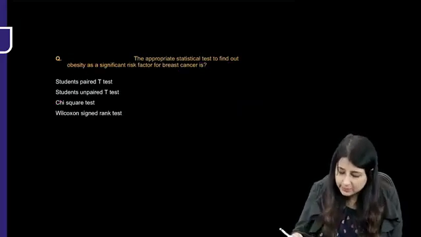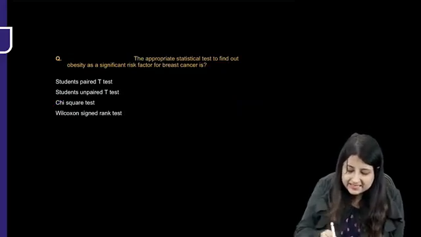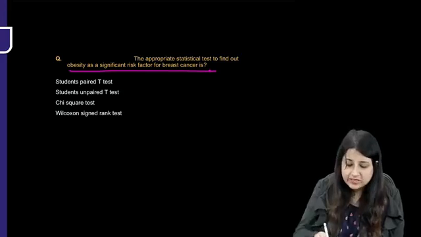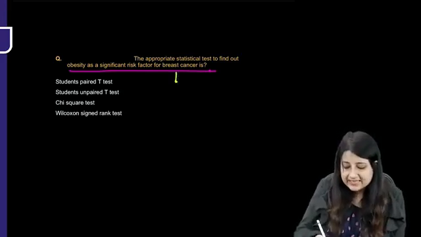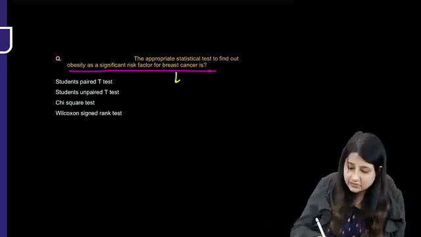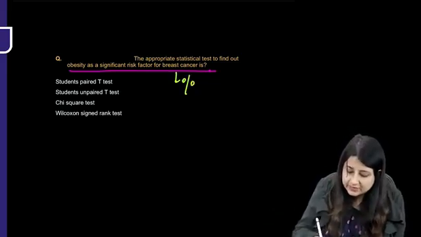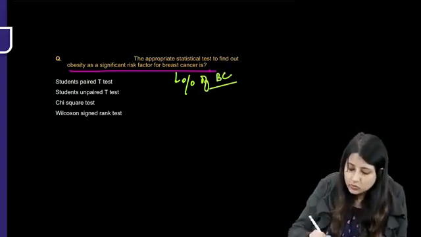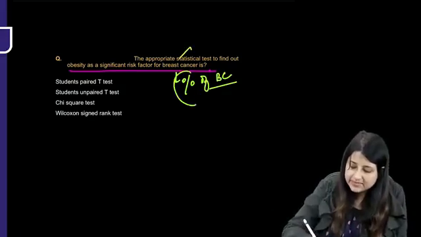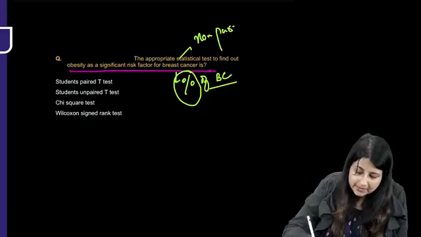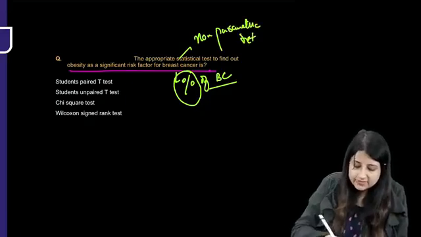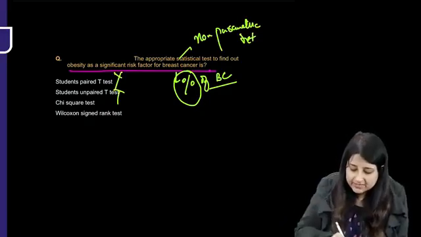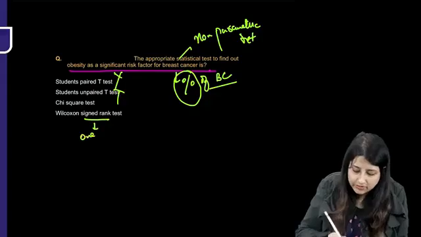Chi-square test, okay? The appropriate statistical test to find out obesity as a significant risk factor for breast cancer. Now over here, what are you comparing? Look at the outcome variable, breast cancer. Can you calculate the mean of breast cancer? No. You can definitely express the percentage of breast cancer, that 50% of women are suffering from breast cancer. So I know that my outcome variable can be expressed in percentages, so I need to use a non-parametric test. So this is out, this is out. Now the most commonly used non-parametric test is chi-square. Signed rank test is used only for one group.